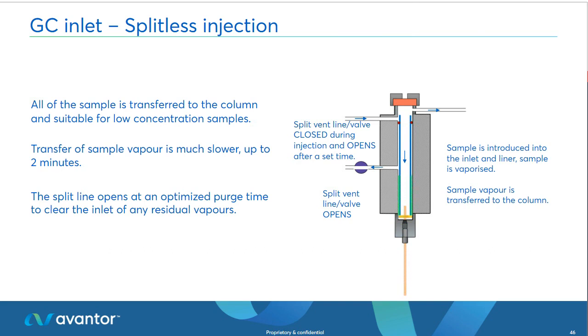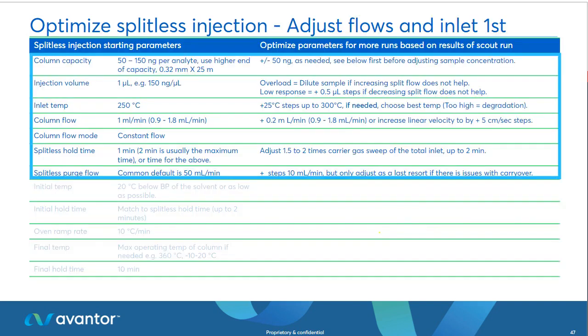And this is usually in low concentration samples, and we've got up to 2 minutes of a hold time to transfer the sample, but we do want to optimize it because having it too long or too short does cause issues. So then the main area to adjust in the splitless injection is the splitless hold time. We need to adjust it so it's ideally 1.5 to 2 times the volume of carrier gas sweeping the total inlet. And we've got up to 2 minutes of hold time we can use.